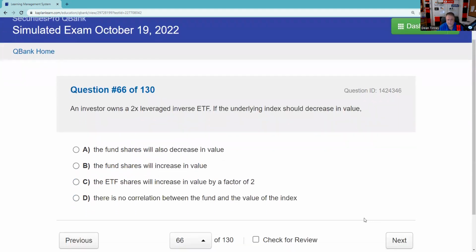An investor owns a 2 times leveraged inverse ETF. If the index goes down, that would be good. The ETF here is inverse, so it should go up, right? So the fund shares will also decrease? No. The fund shares will increase, yes. And they'll increase by a factor of 2. That's the point of that ETF, right? So inverse means it goes the opposite direction.